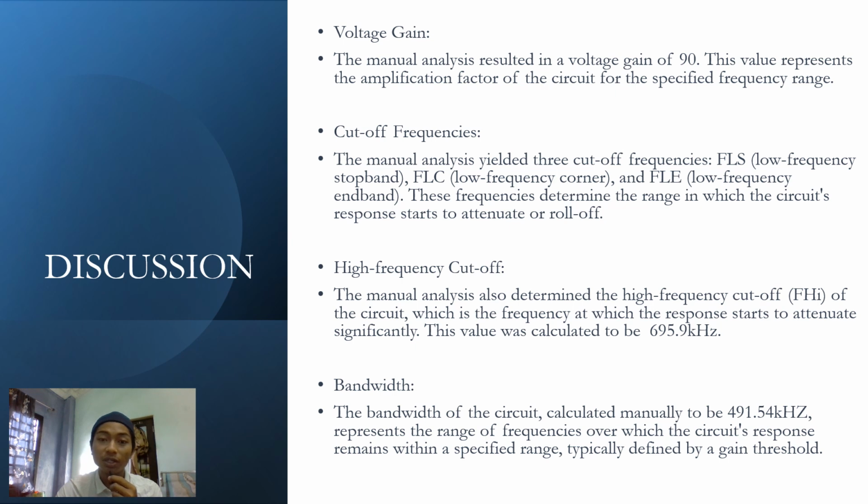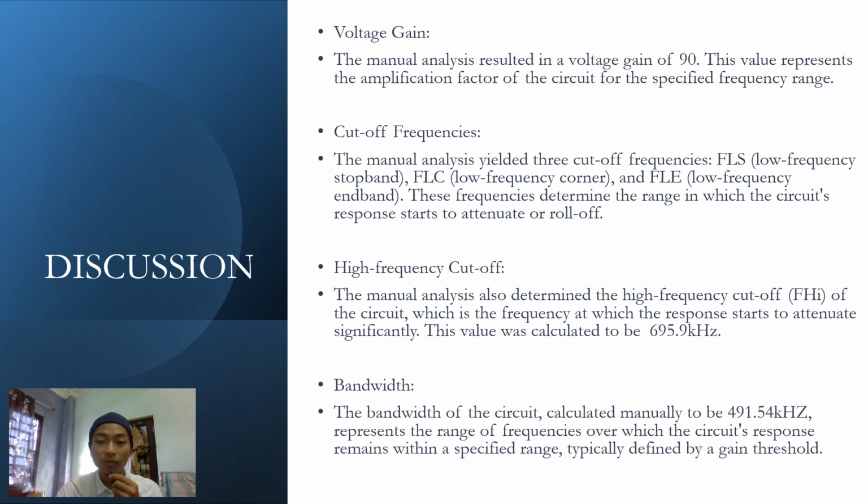I will present the discussion of this group assignment. First is the voltage gain. For the manual analysis, we get a voltage gain of 90, and this value represents the amplification factor of the circuit for the specified frequency range. Next are the cut-off frequencies. The manual analysis showed three cut-off frequencies, which are the low frequency stop band (FLS), low frequency corner (FLC), and low frequency end band (FLE). All these frequencies mark where the circuit's response starts to attenuate or roll off.